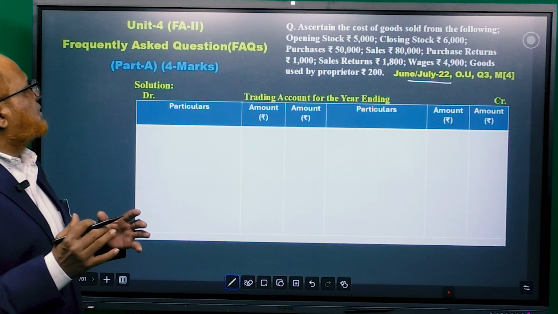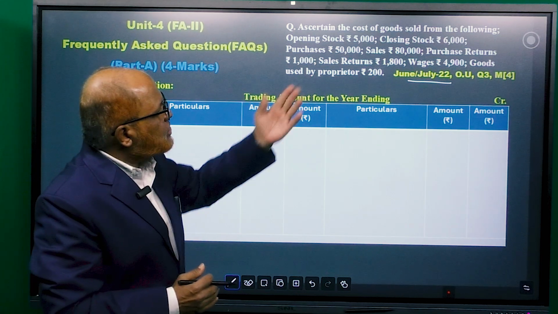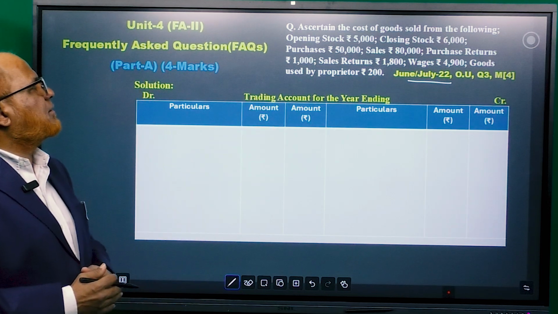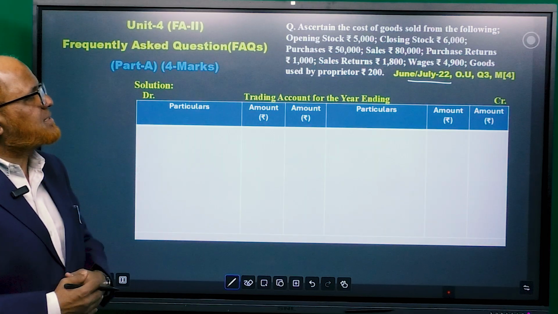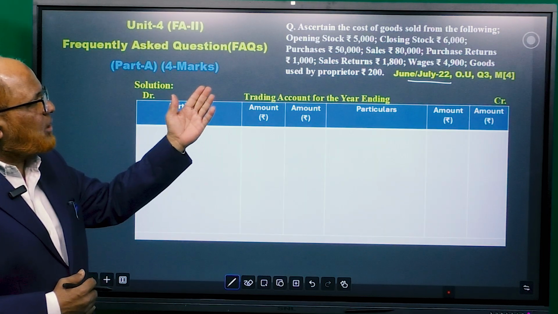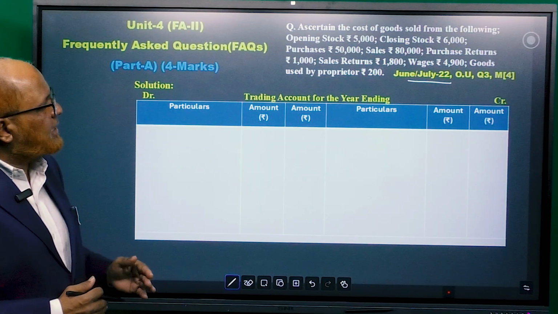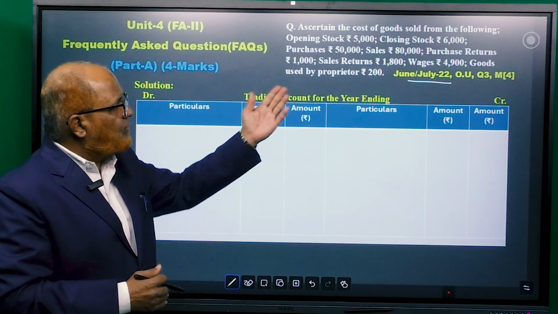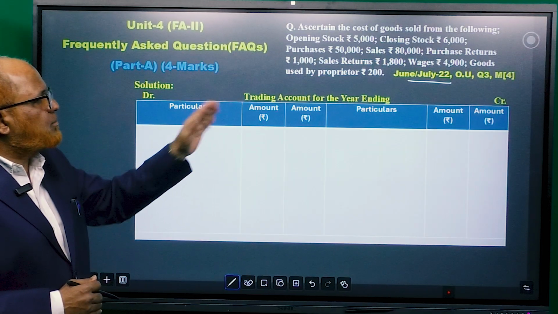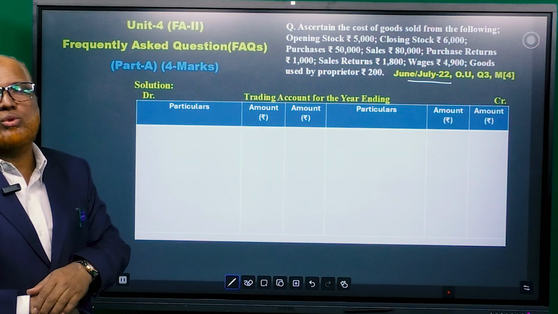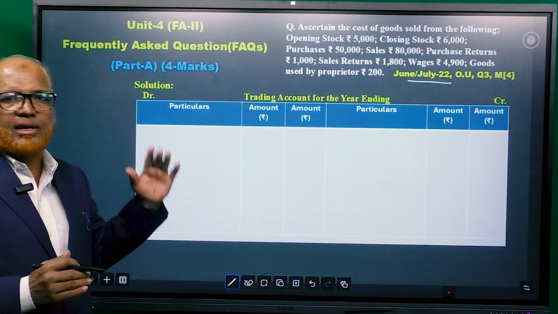So come on, proceed. Now we'll see what are the contents of the problem. Ascertain the cost of goods sold from the following. Opening stock is given 5,000, closing stock 6,000, purchases 50,000, sales 80,000, purchase return 1,000, sales return 1,800, and wages paid are 4,900. Goods used by the proprietor is 200. From this information, we have to prepare the trading account.